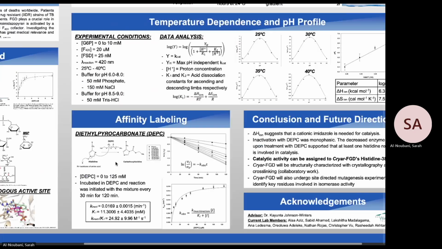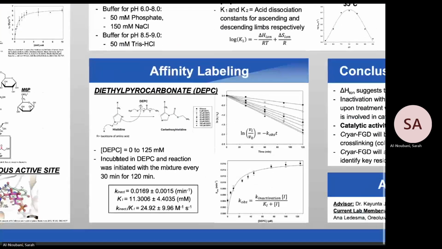By treating our enzyme with diethyl pyrocarbonate, or DEPC, it selectively modifies deprotonated histidine residues. If upon treatment with this DEPC our enzyme loses activity, then we can confirm that there is a histidine residue involved in catalysis. The enzyme was incubated with different concentrations of DEPC, and every 30 minutes for 2 hours, an aliquot was taken and the activity of it was measured under saturating G6P and F420 conditions.